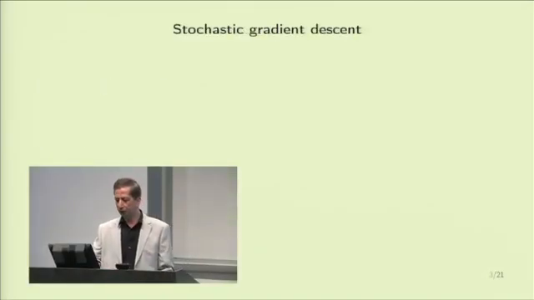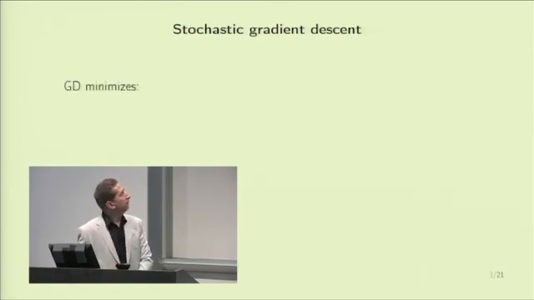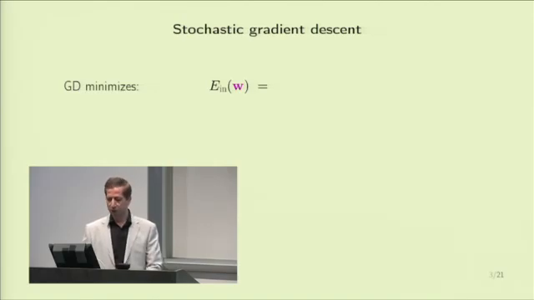Okay. So let's start with stochastic gradient descent. What do we have? We have gradient descent, and gradient descent minimizes an error function that is a function of w, minimizes it with respect to w, and that happens to be an in-sample error in our mind. And it is the in-sample error.